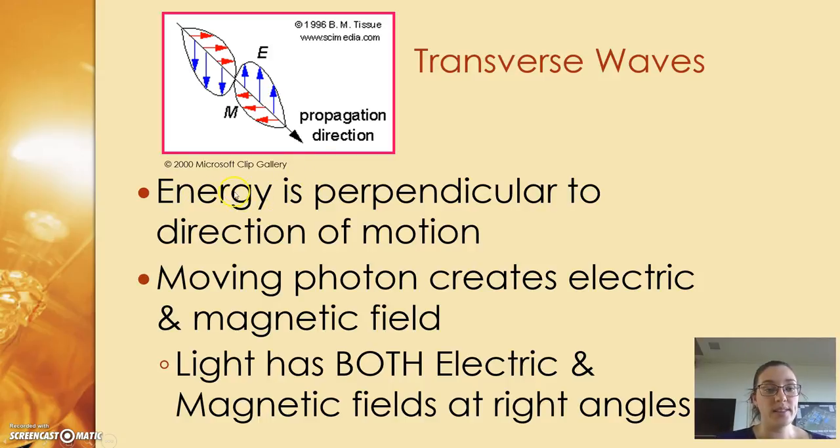Now the energy is perpendicular to the motion of the particle. So it's the moving photon that creates the electric and magnetic field, and light has both an electric field and a magnetic field, and they're at right angles to each other. Half of it is the electric field and half of it is the magnetic field, and they're both made up of transverse waves. So basically light is a combination of two transverse waves.